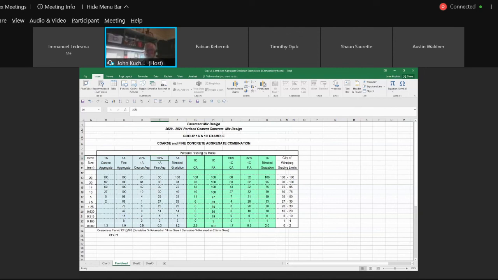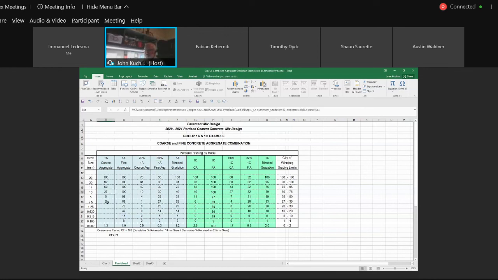You'll see also here what's called the coarseness factor. In the City of Winnipeg, I believe, if you remember the spec, it was 45 to 65. Can't remember. But we determine it. It's the cumulative percent retained on the 10 millimeter. Okay, remember, these are percent passing. So cumulative percent retained.